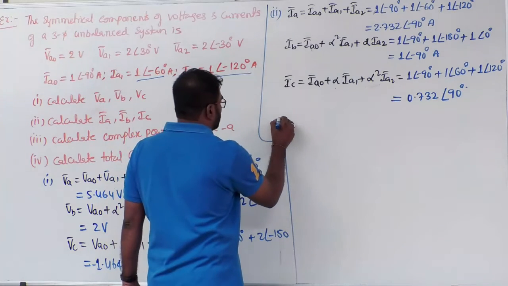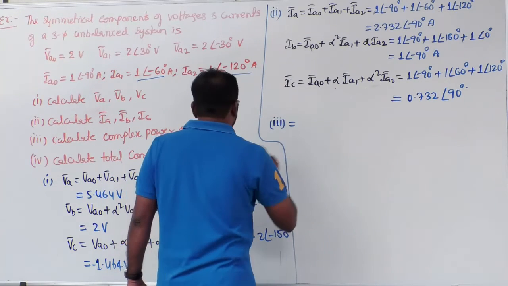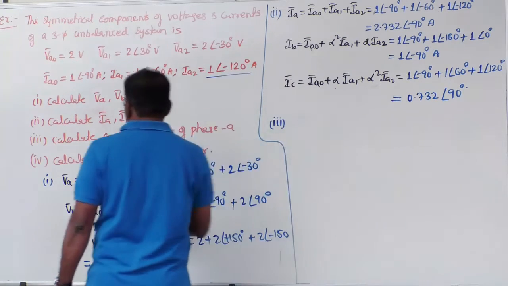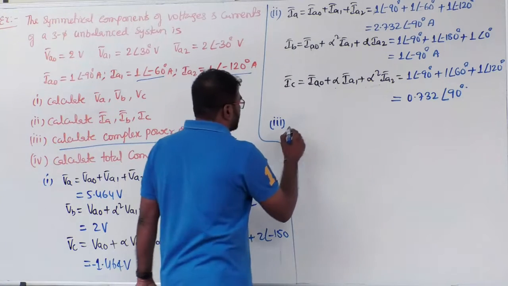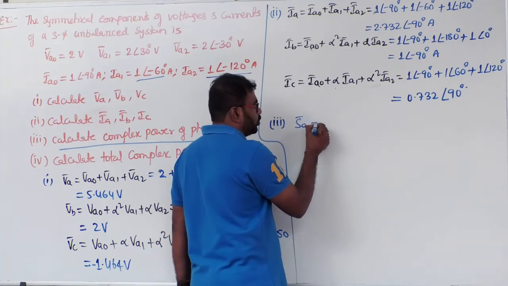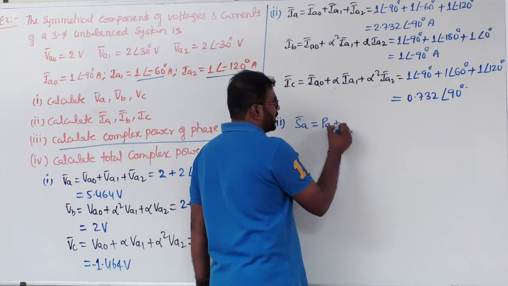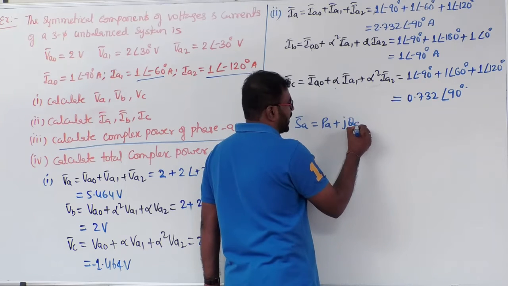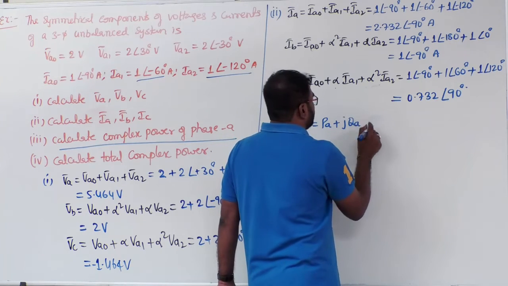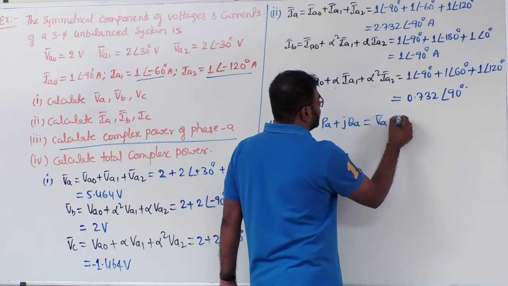And the third part of the question is: calculate the complex power of phase A. The complex power of phase A only, that means what? We are calculating phase A active power and phase A reactive power. That is VA into what? IA conjugate.